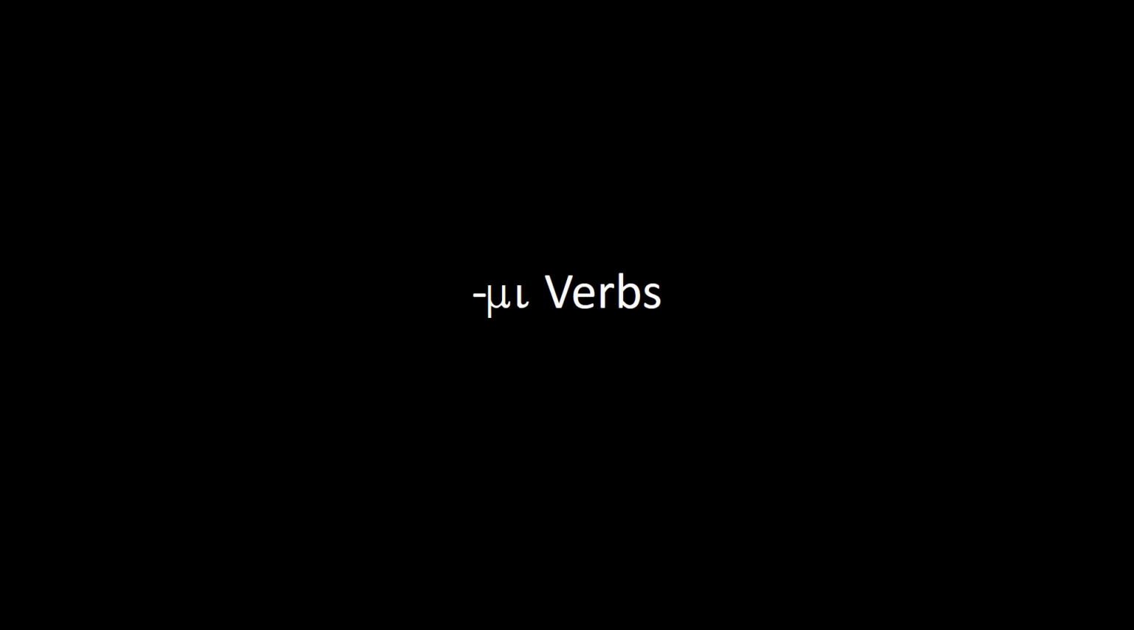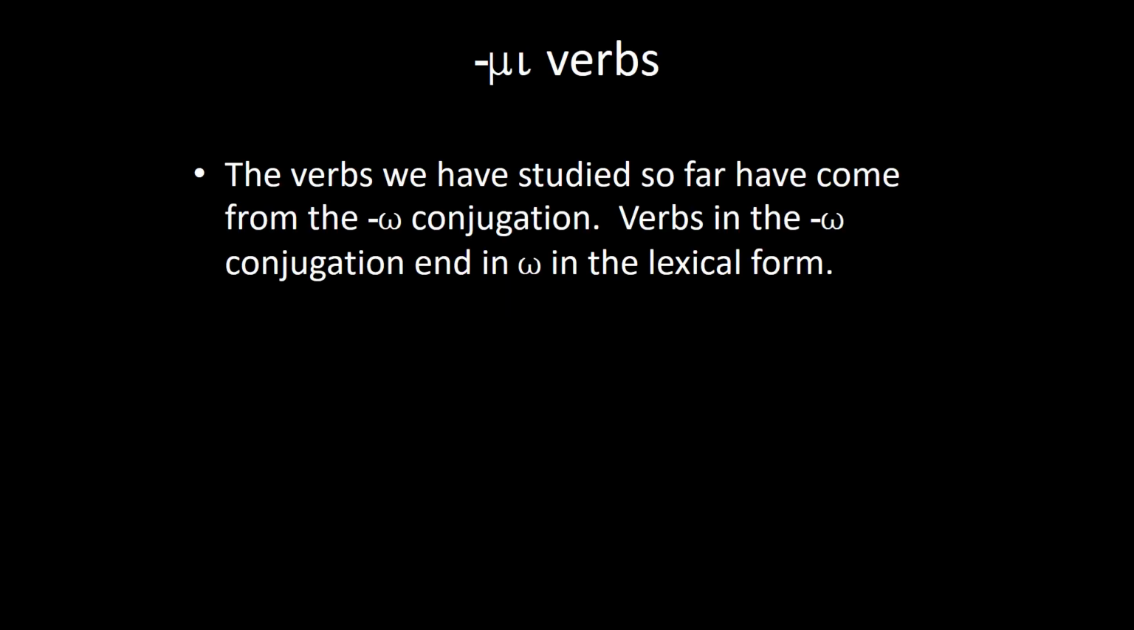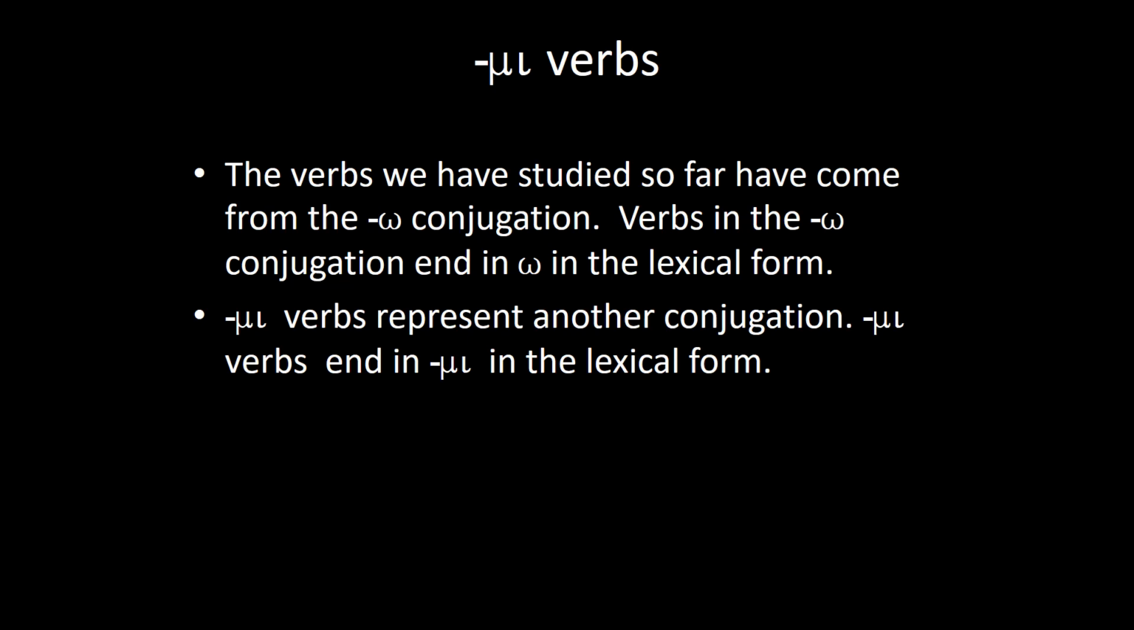Mi verbs. So far, the verbs that we've studied have come from the omega conjugation. If a verb is in the omega conjugation, it ends in omega in the lexical form. There's another conjugation of verbs. These are verbs that end in mi, and we call these mi verbs. Now, we have studied the being verb eimi, but it behaves differently than these verbs today in many places.